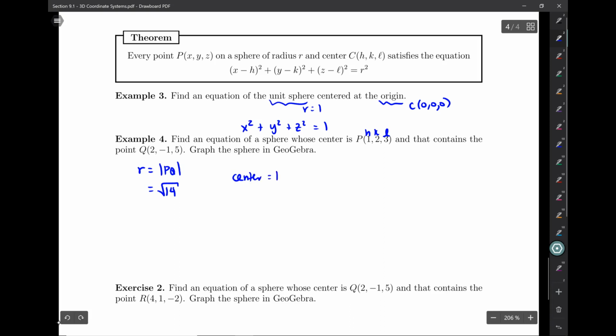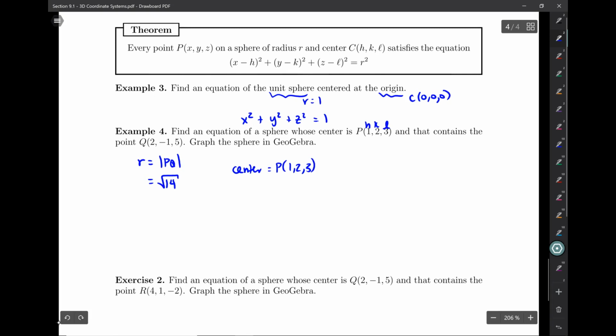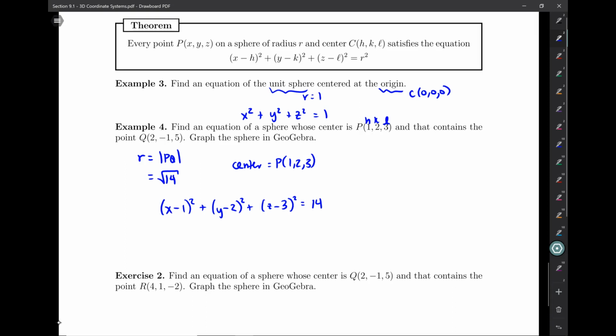is the point (1, 2, 3). That gives us the equation x minus 1 squared plus y minus 2 squared plus z minus 3 squared equals the square root of 14 squared, which would be 14. Okay, so there we go. That's the equation of the sphere that goes through these two points and has its center at P.